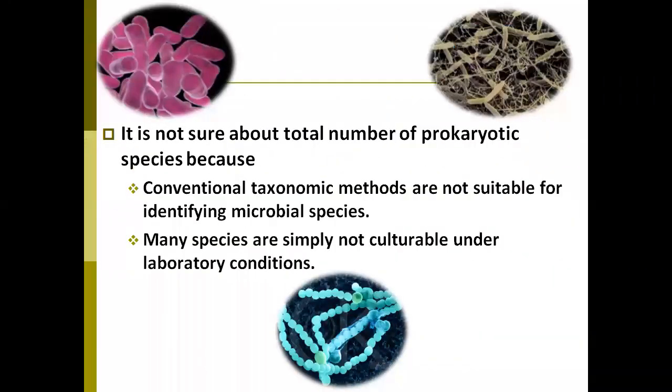It's not sure about the total number of prokaryotic species because conventional taxonomic methods are not suitable for identifying a microbial species. Many species are simply not culturable under laboratory conditions. You need to understand here that if you identify a particular species somewhere else, but want to prove the existence of the species, you need to bring that microbe into the laboratory, culture it, and show the characteristic features under laboratory conditions also. If we can't do that, what do you say? That species has no existence, meaning it cannot be recorded. So that's why we can say it's not sure about the total number of prokaryotic species.